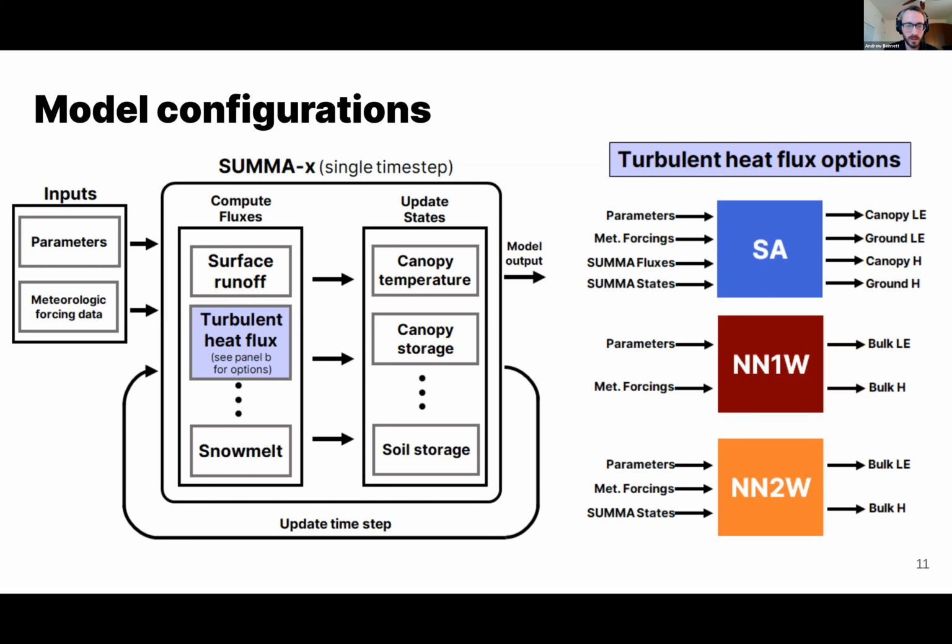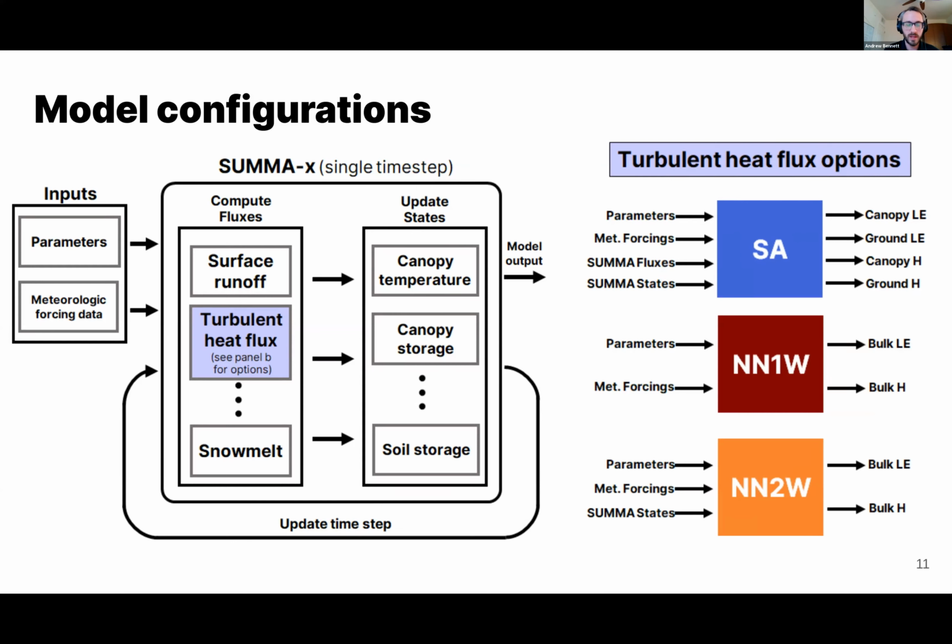The next step would be to introduce a two-way coupling. So in two-way, we actually introduce some new inputs, which are SUMMA-derived states, things like the amount of soil moisture that's stored, things like the canopy temperature. And so that is our last model configuration.